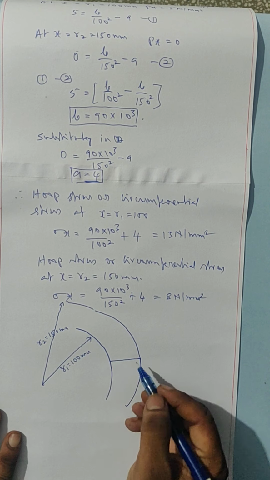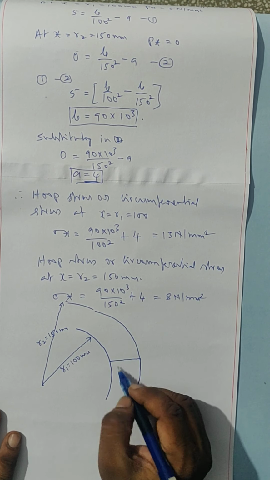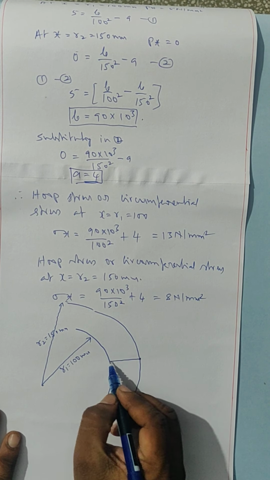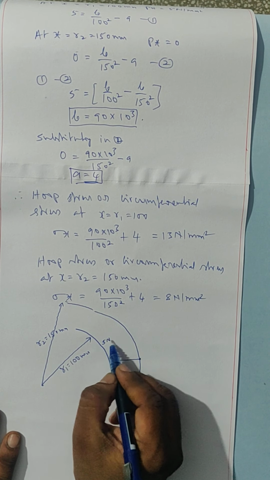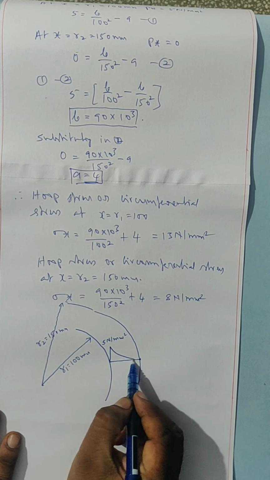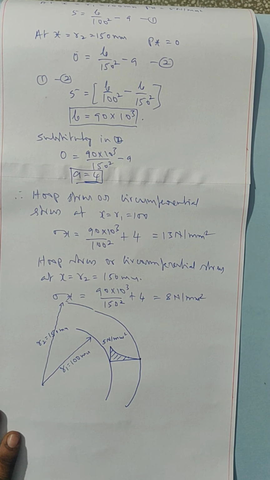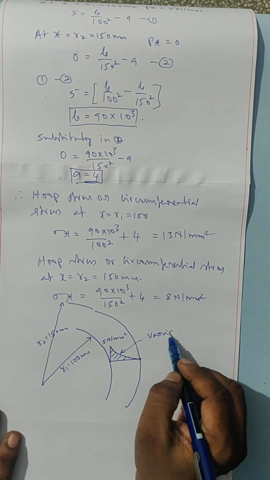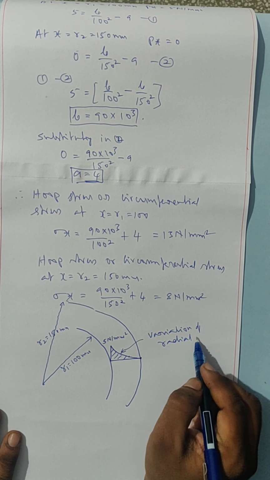The radial pressure, already given, outside pressure is 0. Above I am marking radial pressure, below I am marking circumferential stresses. Outside it is 0, inside it is given 5 Newton per millimeter square. The variation is parabolic. This is the variation of radial pressure or stress.